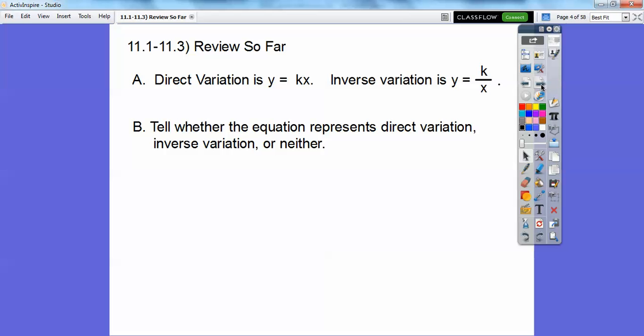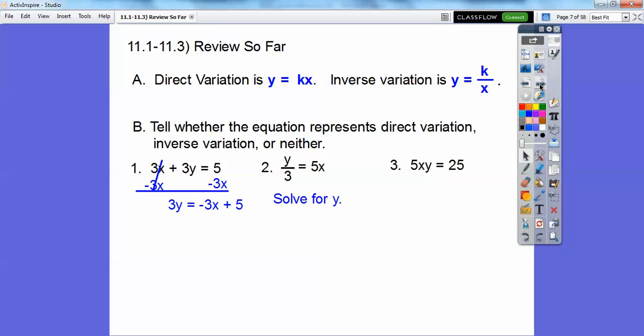Okay, so tell whether the equation represents direct variation, inverse variation, or neither. Here are three different scenarios. What we have to do is solve for y, because this is y equals stuff. So let's go ahead and solve each one of these for y.